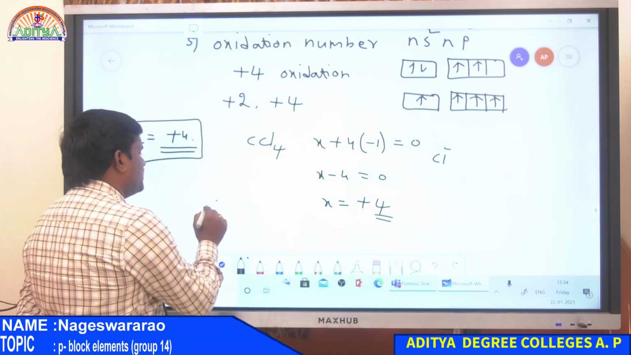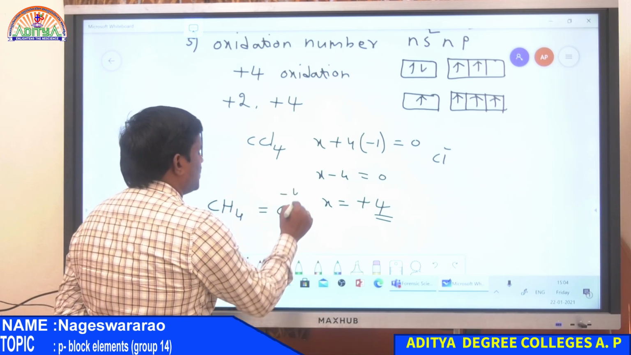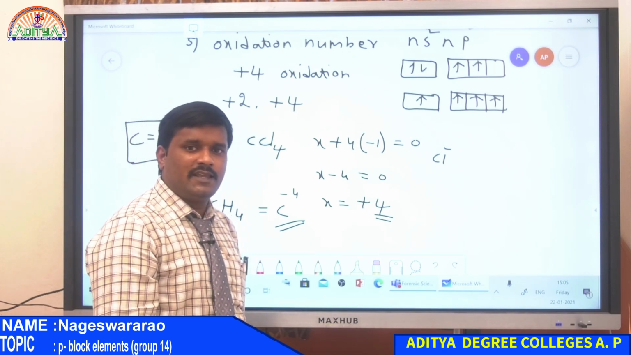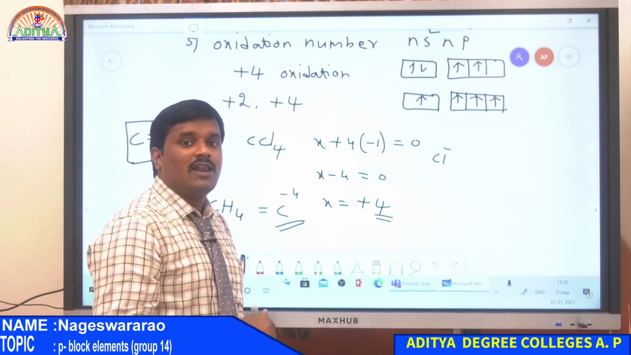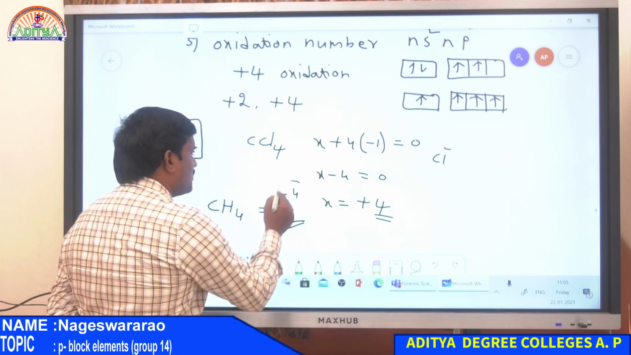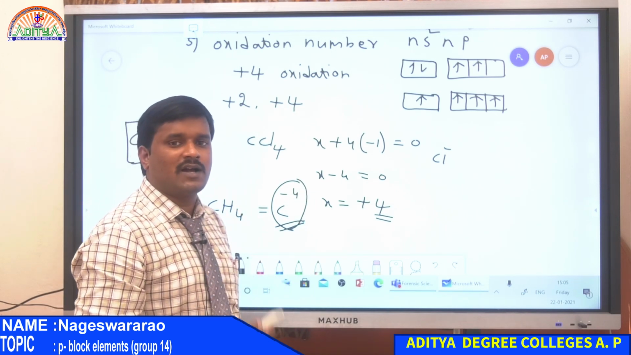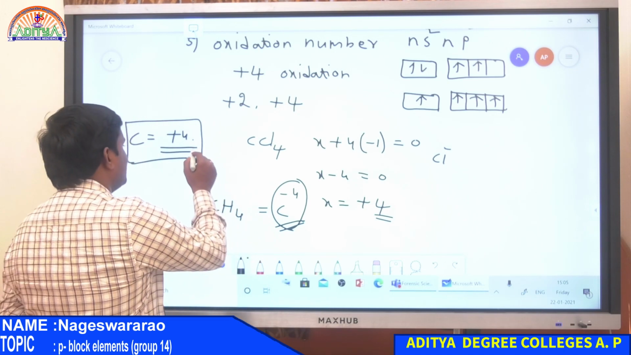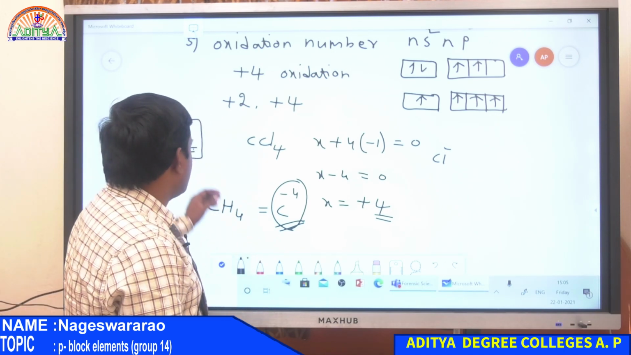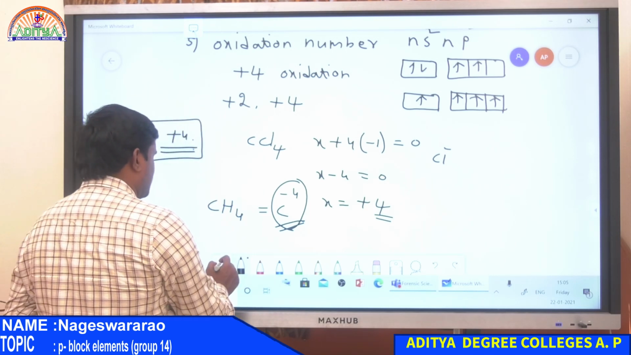Similarly, in the case of CH4, carbon has a -4 charge. Therefore, carbon has a tendency either to gain 4 electrons or lose 4 electrons. If it gains 4 electrons, it becomes C-4. Whenever 4 electrons are removed from carbon, it has a +4 state. Therefore, carbon exhibits both +4 as well as -4 valency. And also some examples of carbon.